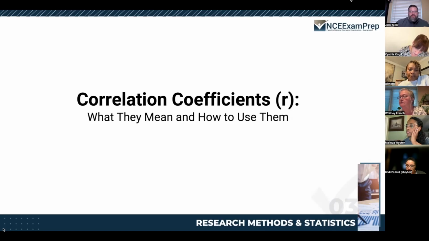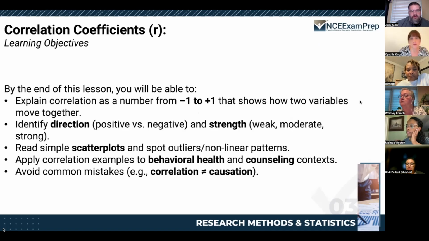So what are correlation coefficients? What do they mean and how to use them? Here's the basics that you will walk away with tonight. To be able to explain correlation as a number from -1 to +1 that shows how two variables move together. And I want you to emphasize and remember the "move together" part, because that's going to be really key. We'll get to that.